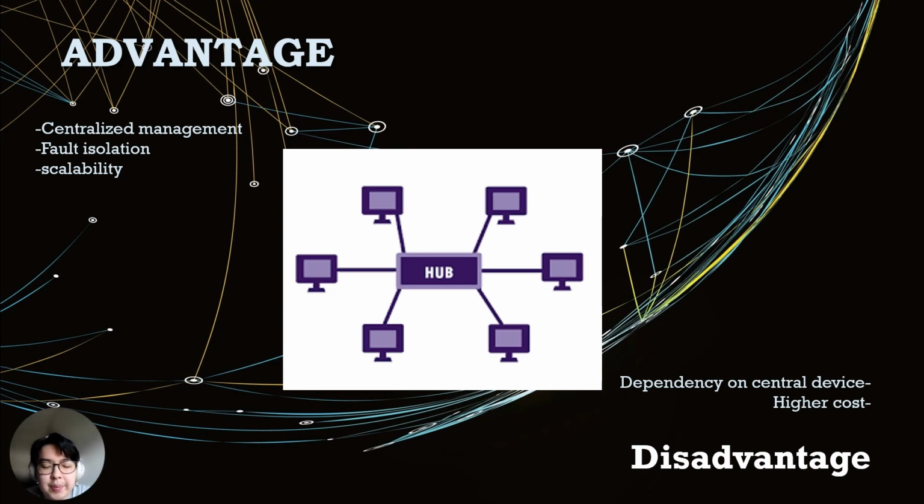The disadvantage would be that it depends on the central device, which means that if the hub, switch, or router in the middle breaks, it would make all the devices inaccessible. And it's a higher cost because you need a lot more cable than the bus one.